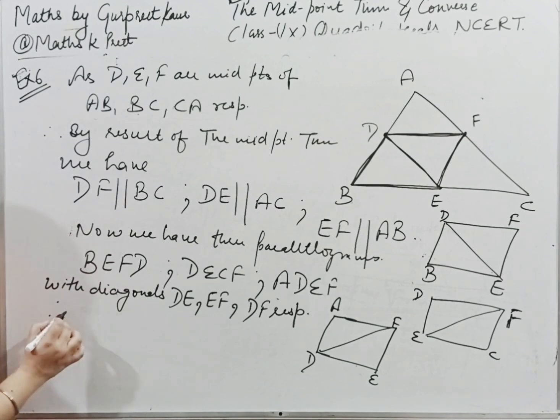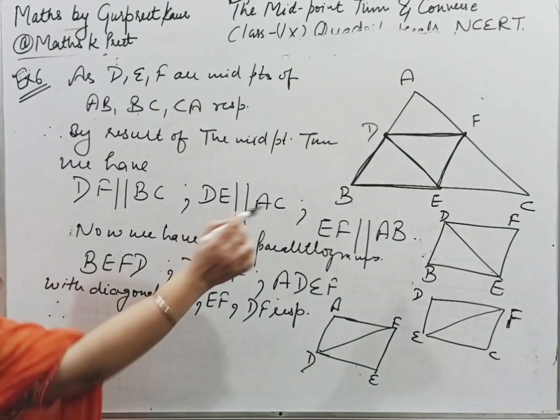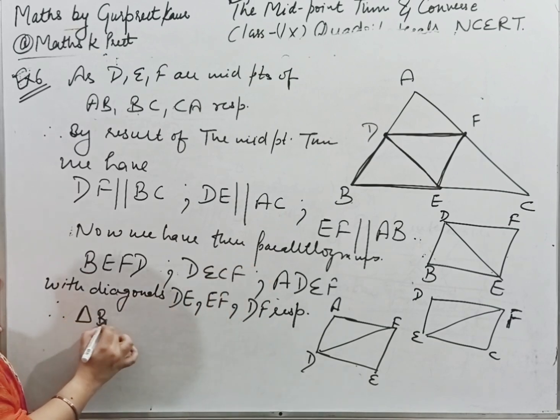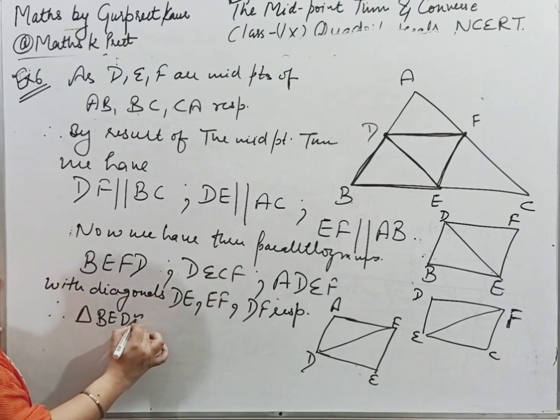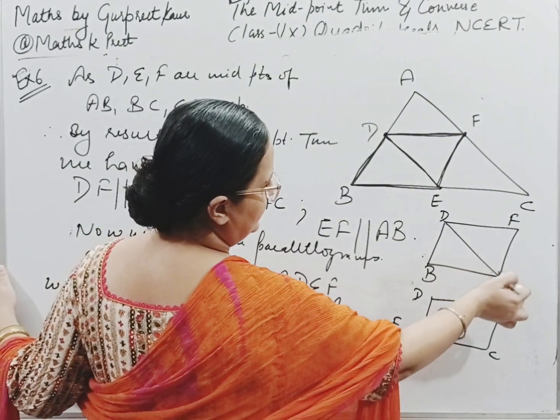Therefore, from the first figure here, I can write triangle BED is congruent to the second triangle, EFD.